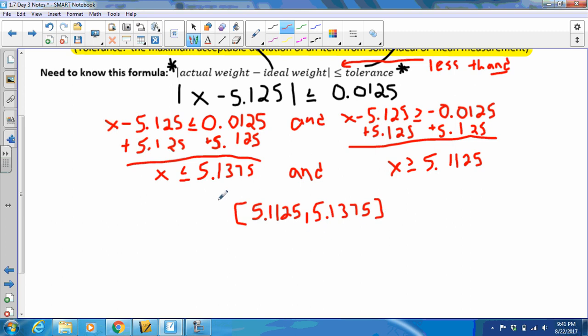Basically, in interval notation, this would be your answer when you solved your absolute value inequality. This is just saying that the weight of the baseball can be between 5.1125 ounces and 5.1375 ounces. And this would be your solution.